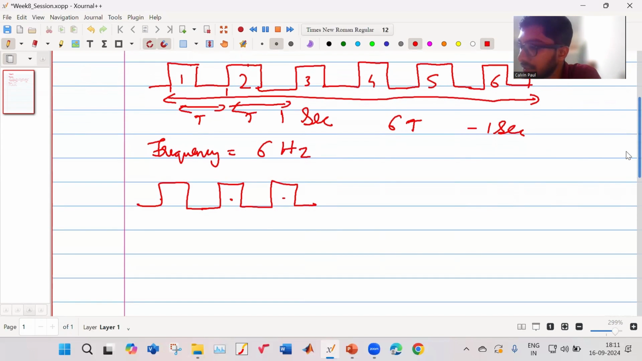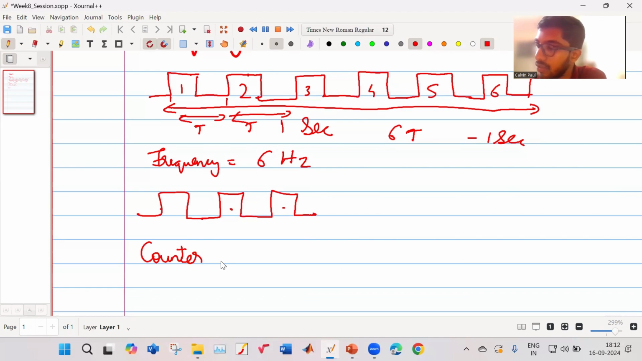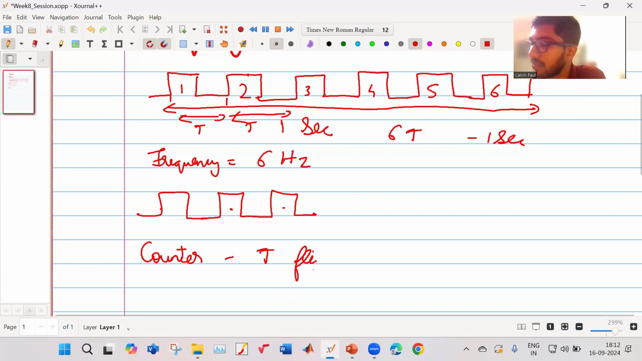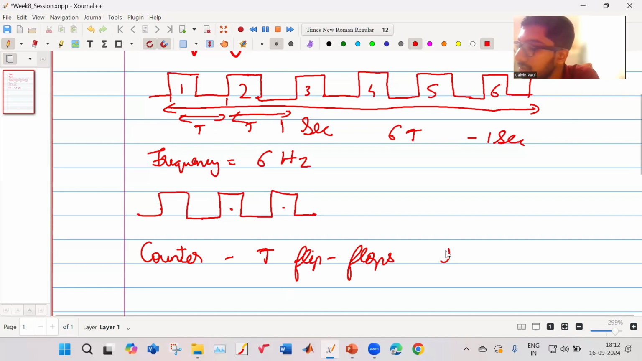So now, how will we measure the frequency of the signal? We have studied a counter, which we made using T flip-flops. A counter is basically one which will count how many times it gets triggered.